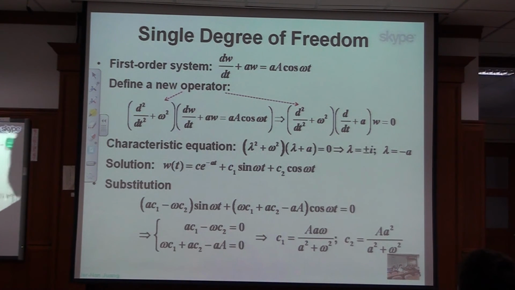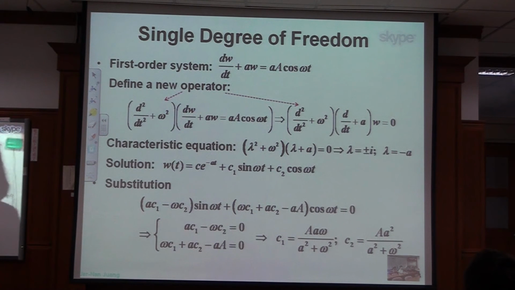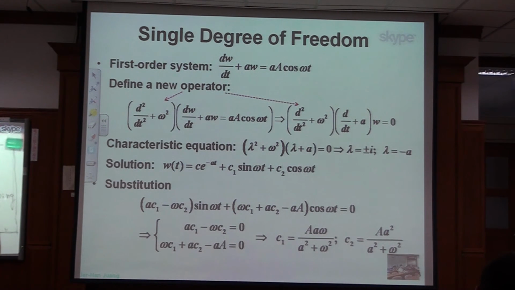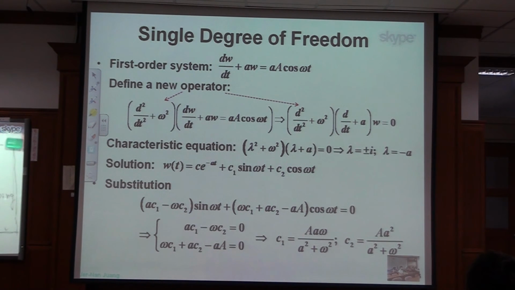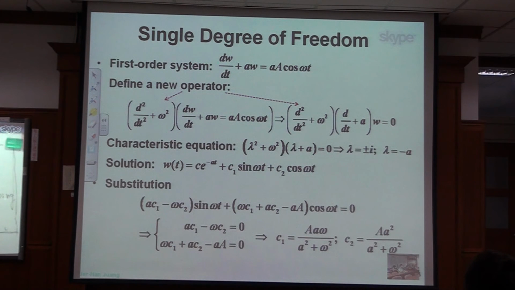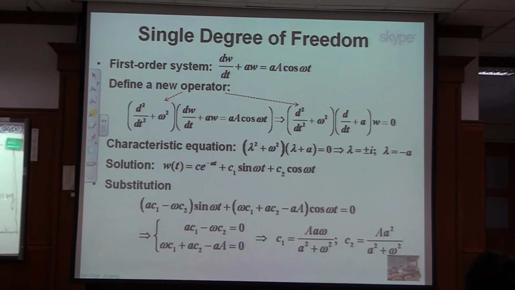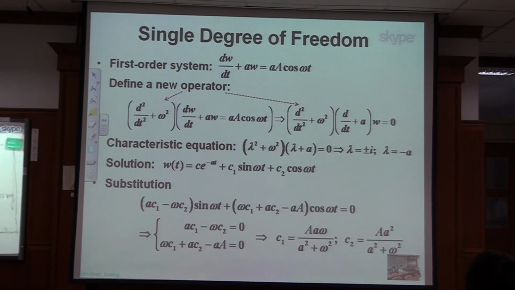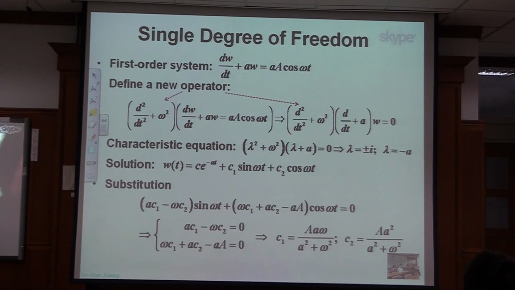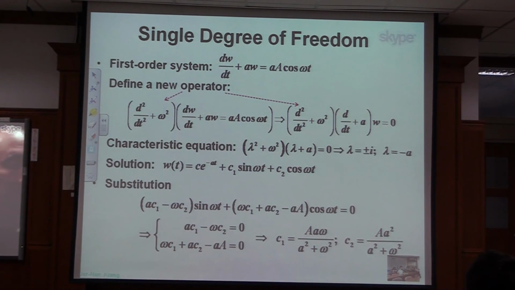Okay, mathematically, these are just some tricks. It's just easier to see it. But if you look at this, what does that mean physically? What does sine omega t mean? What does cosine omega t mean? What does exponential minus at mean? What does that mean? That's more important than just these mathematical equations.